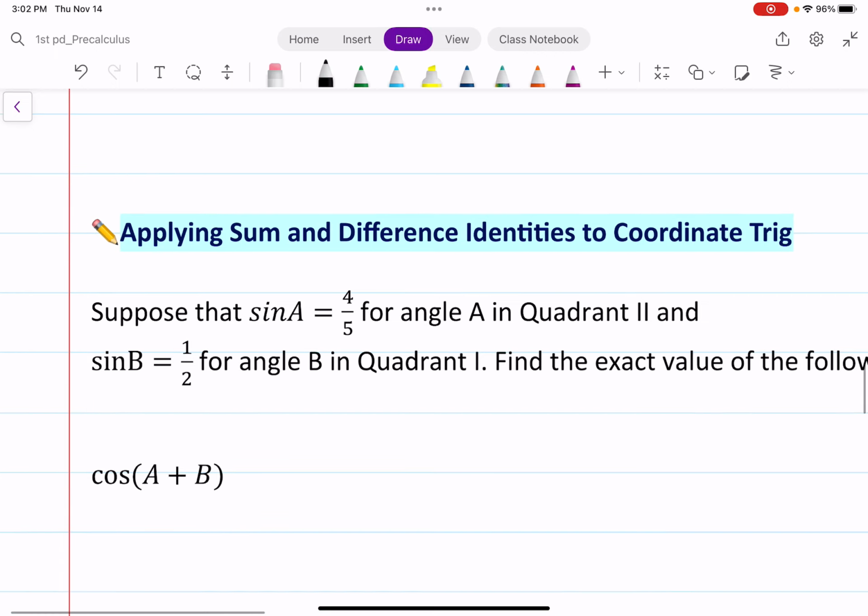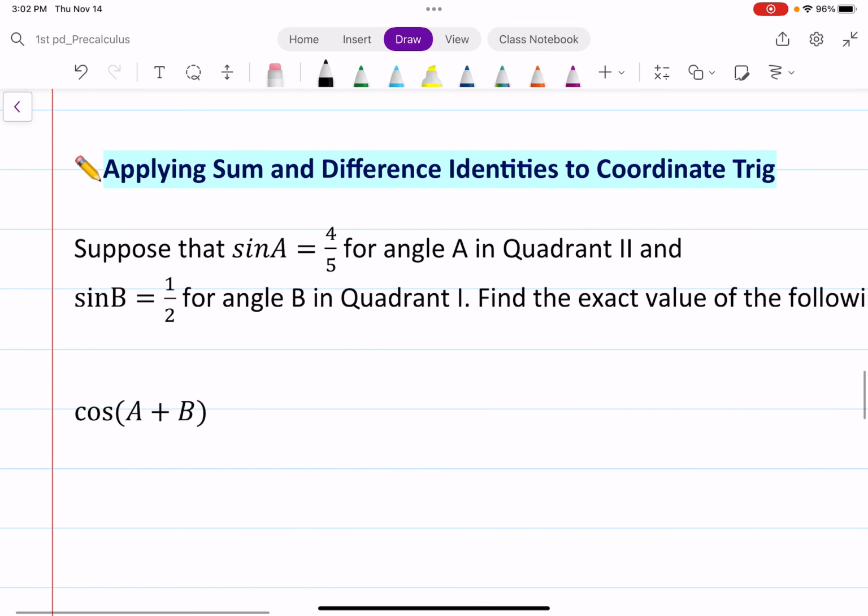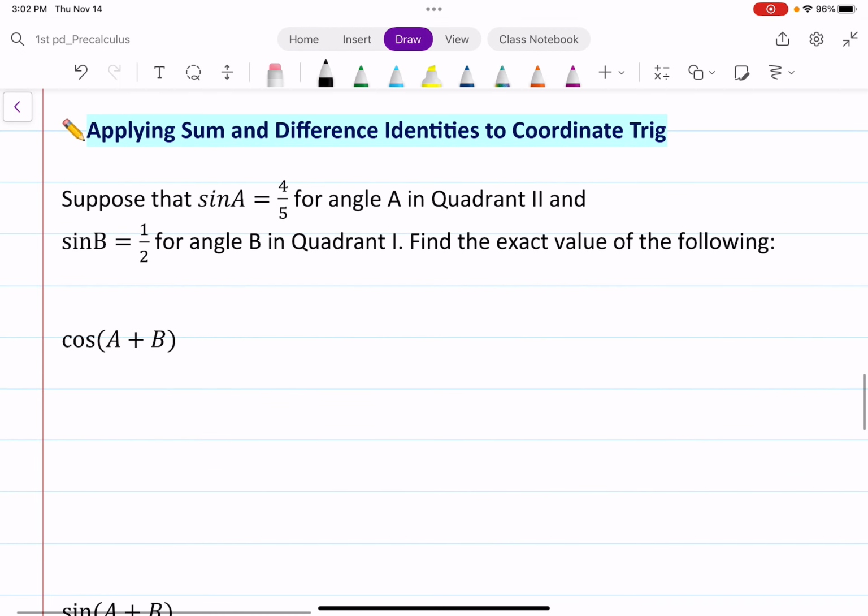All right, now applying sum and difference formula on the coordinate trig system. So it says we want to evaluate cosine of a plus b. So first I'm going to write out what cosine of a plus b is according to our formula. Remember, it's cosine, cosine, sine, sine. And cosine is the one where you flip it. So since it's plus, we say minus.